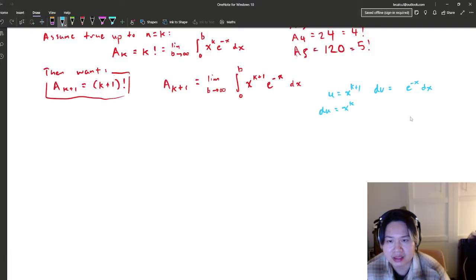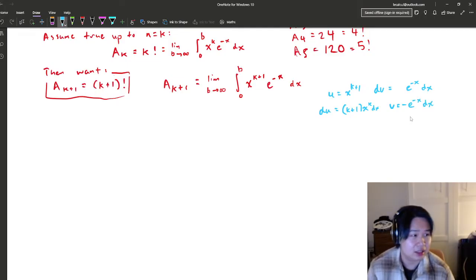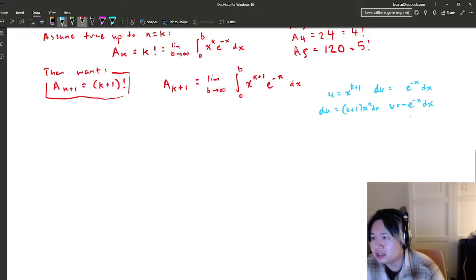So this is going to be x to the k plus 1, times x to the k dx. And then this is going to be v, which is negative e to the negative x dx. Nice. Things are coming along.